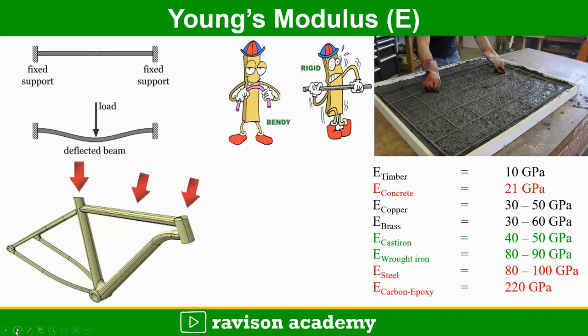If the Young's modulus is very high, we can tell it is a rigid material. If the Young's modulus is very low, we can tell the material is flexible.